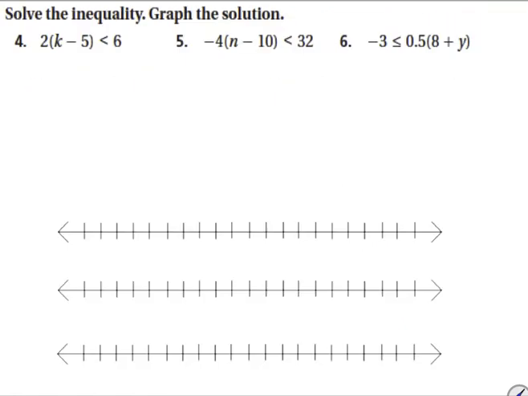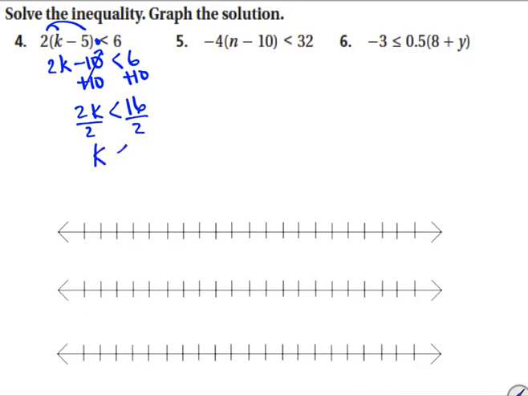Solve the inequality, graph the solution. Okay. On this, we're going to have to distribute to simplify first. So 2 times k is 2k, 2 times negative 5 is negative 10. We go ahead and add 10 to both sides to get rid of the negative 10. And we get 2k is less than 16. If we divide by the 2, no need to switch the signs here because we divided by a positive number. K is less than 8. So my 8 on the number line, I'm going to have an open circle, and my k's are less, so I need my arrow going in the less than direction.